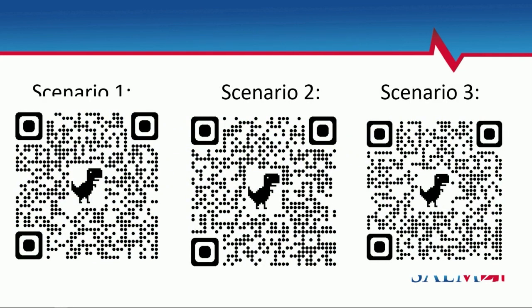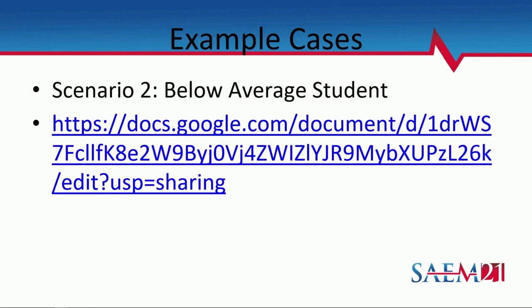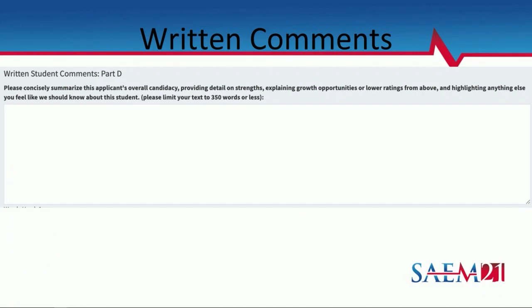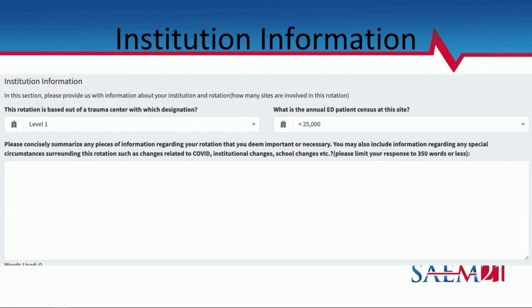So the goal here is, as a group, to generate a written narrative of an applicant based on the information you have available from this link you could pull up with the QR code. You want to highlight strengths, explain growth opportunities, and highlight anything else you feel like you should know about the student. Be mindful of the language you're using to describe the student. Think about how you want to present them in the SLOE with the information that you have.